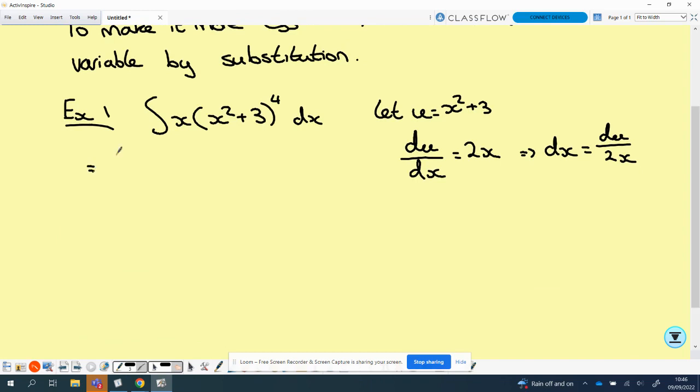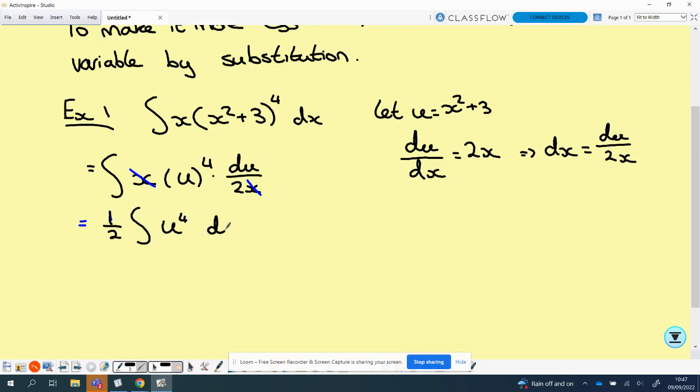Okay, now let's see what happens when we put that information into our question. So that becomes the integral. Okay, well x is still there. I've now got x squared plus 3, which I was told could be u. So that's u to the power 4, multiplied by dx. Now dx is going to be du over 2x. Okay, so I've just substituted that there. And what normally happens is things can cancel. So that x and that x will cancel. So I now have no more x's left in my question. I can bring that half, let's change the pen color, I can bring that half out to the front. So I'm left with u to the power 4 du, which is a lot simpler to integrate.